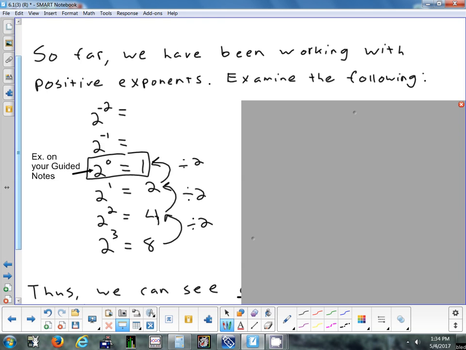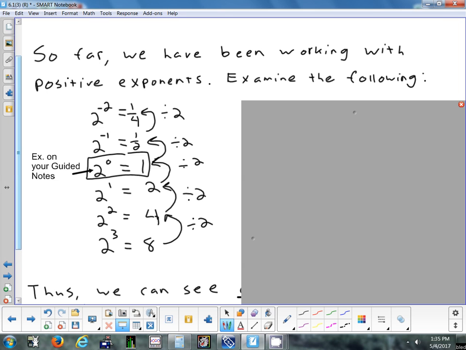Now, let's go back one more step. How are we going to get to that step? We're going to divide by 2 again. What's 1 divided by 2? When you divide a positive by a positive, it's still positive. 1/2. And then if we went back one more step, what's half of that? 1/4. So what kind of numbers do you notice we're getting with negative exponents? Fractions. That's what negative exponents are, fractions.